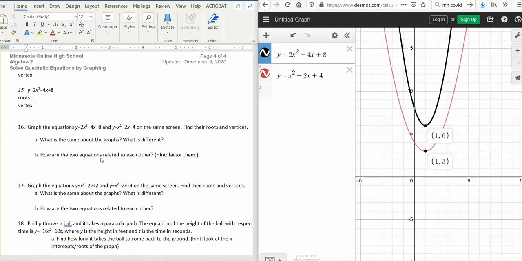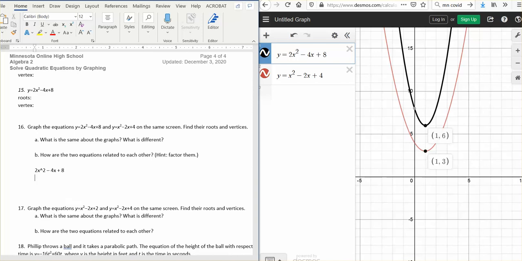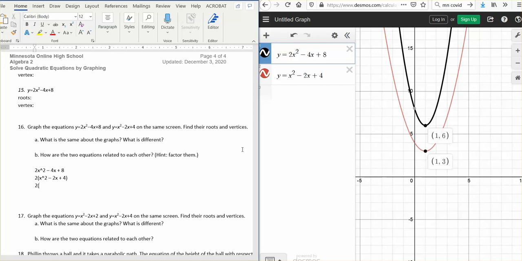And then it says, how are the two equations related to each other? Hint, factor them. Let's factor each of these. We worked on factoring earlier, and we're going to keep practicing. So my first one is 2x squared minus 4x plus 8. If I factor that, I first want to factor out the greatest common factor, which is 2, giving 2 times (x squared minus 2x plus 4). And then I could factor that as x minus... I don't know if I can, maybe I'll just leave it like that for now.